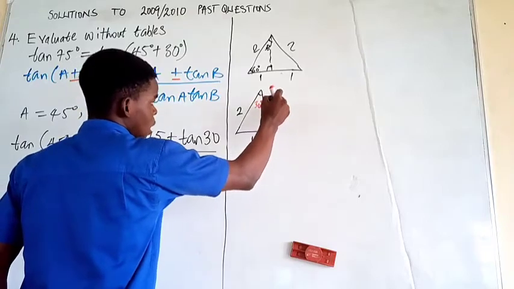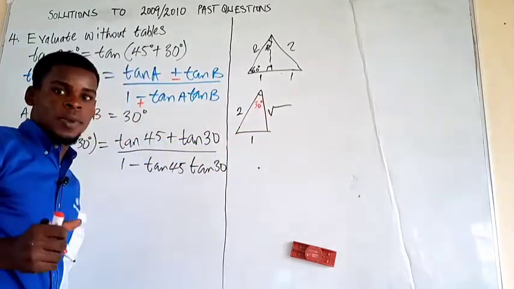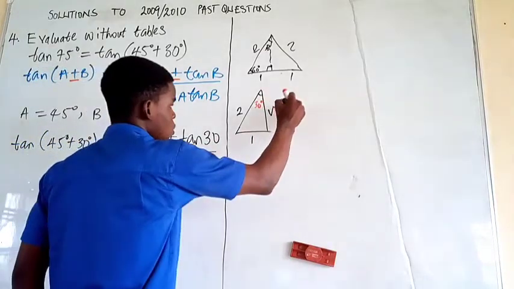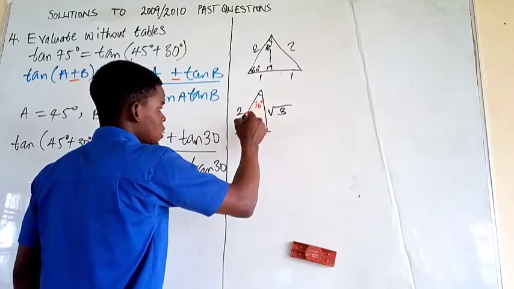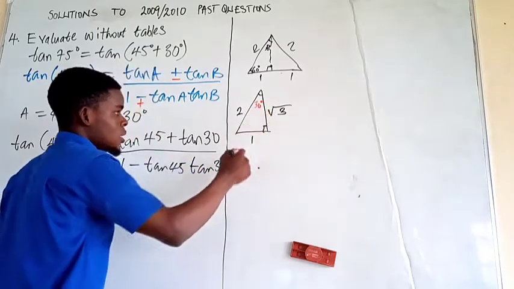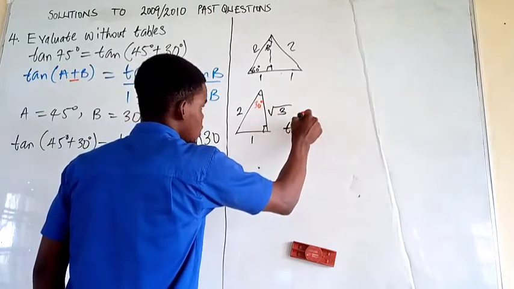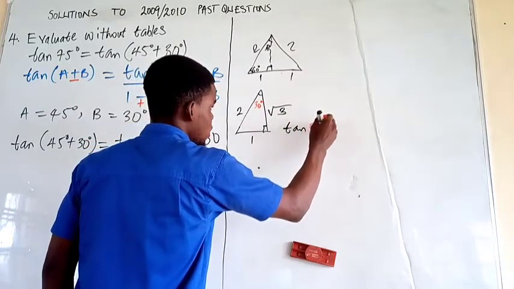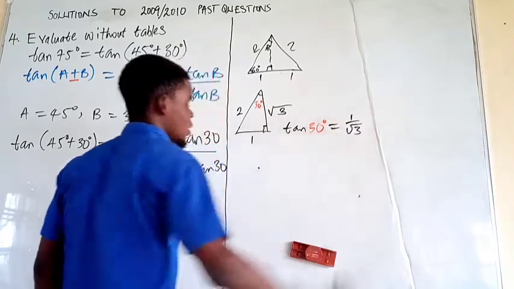Then this side will be 2 squared minus 1 squared, that will be 3. So the square root of that is just root 3. So the tangent of this angle, 30 degrees, is going to be opposite divided by adjacent. So tangent of 30 degrees will be 1 over root 3, alright?